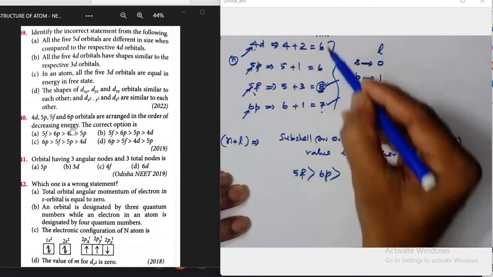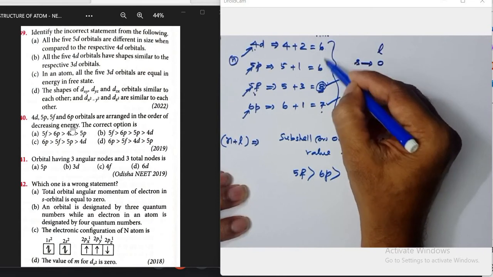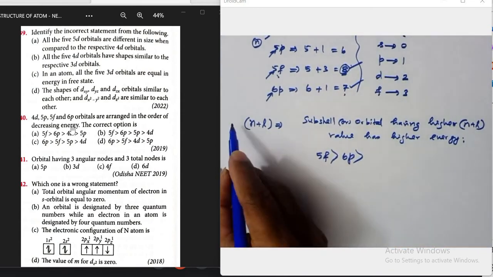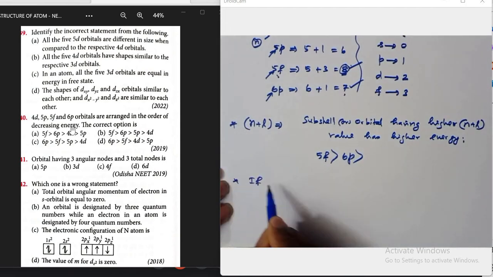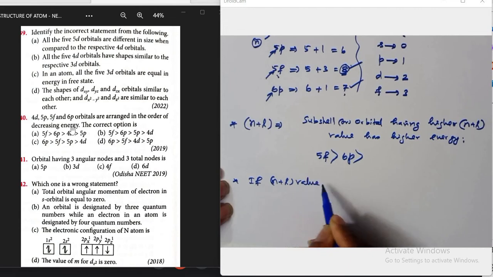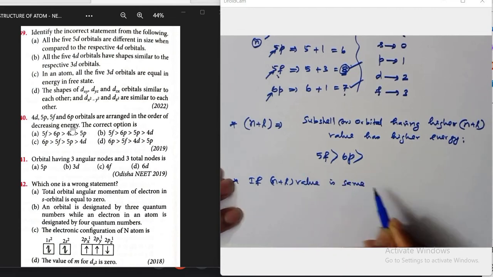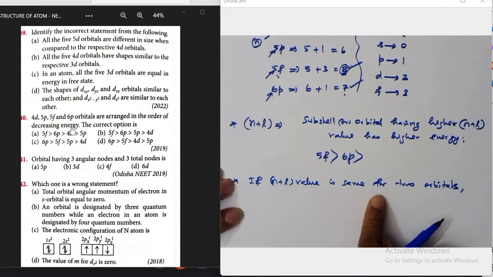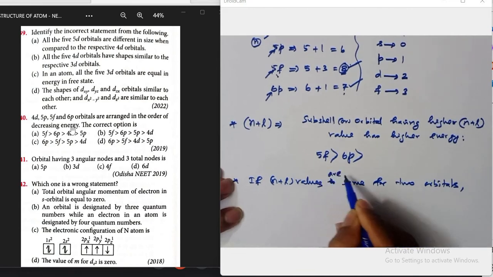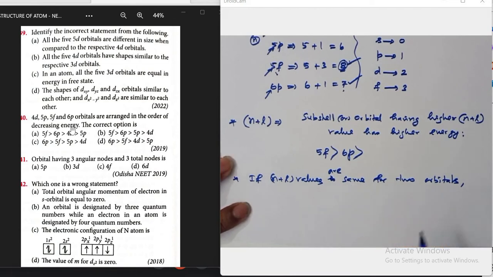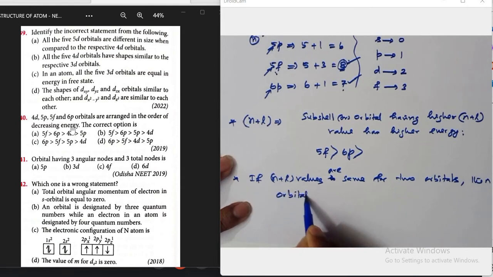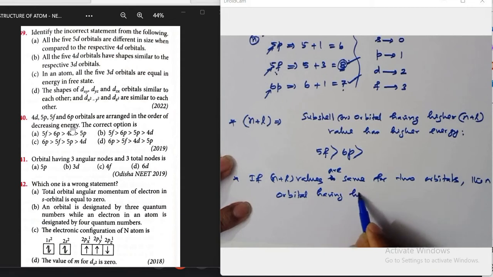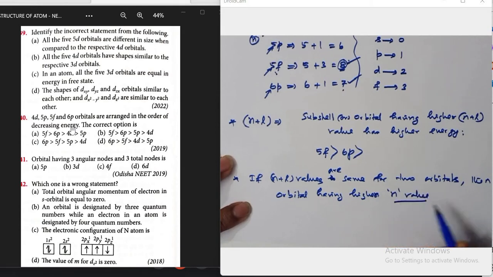We finished off. Then for these 2, see, n plus L values are the same. Whenever n plus L value is the same for 2 orbitals or 2 subshells, then the orbital having the higher n value has higher energy.